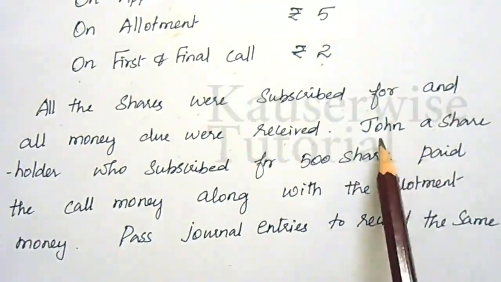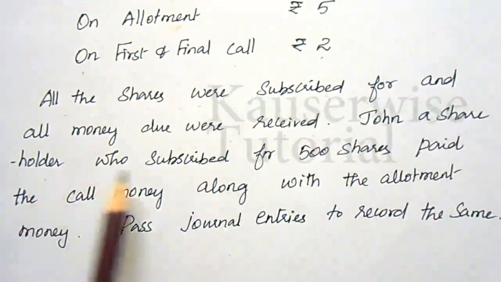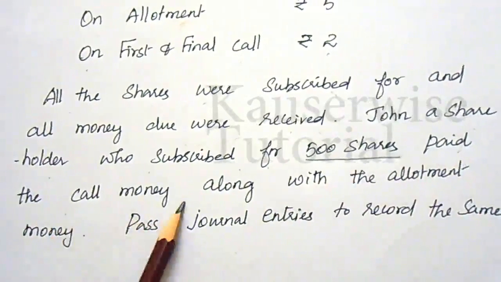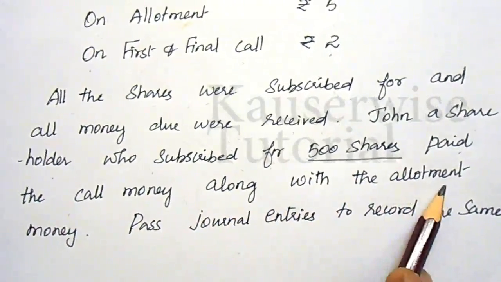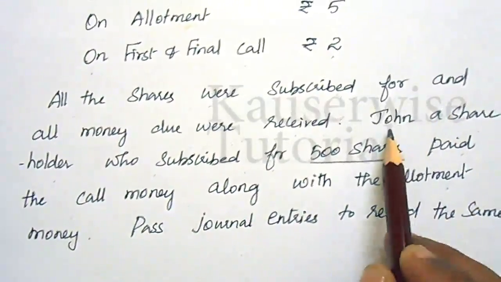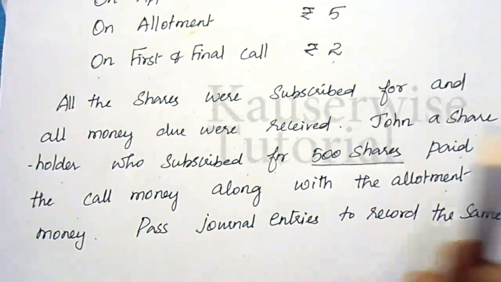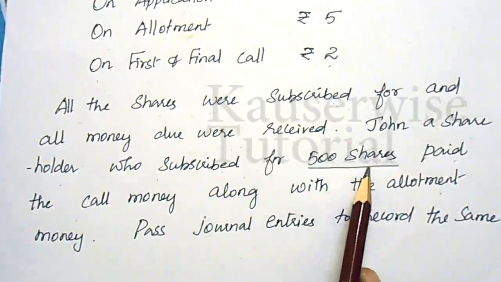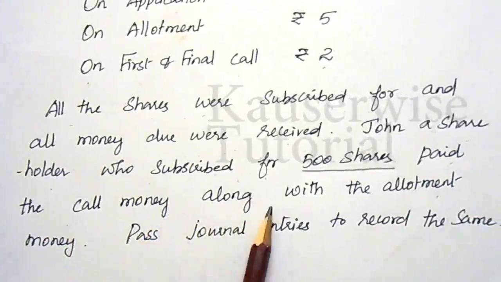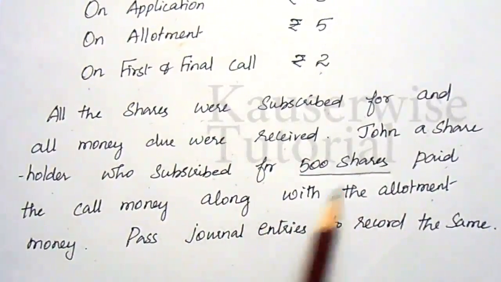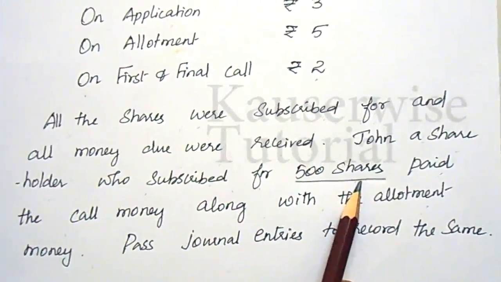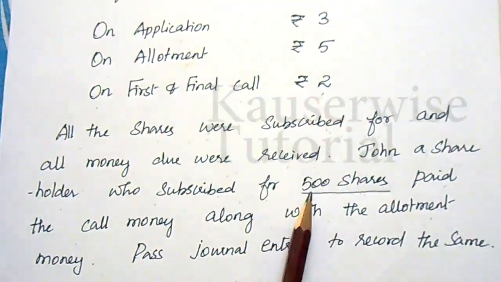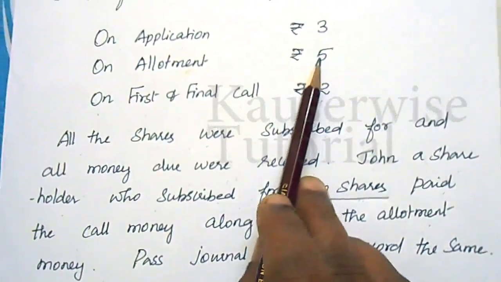Okay, so here John, a shareholder who subscribed for 500 shares, paid the call money along with the allotment. Again I repeat, John, one of the shareholders, a shareholder who subscribed for 500 shares, paid the call money along with the allotment money. So this is called calls in advance. He has paid call money for how many shares? 500 shares along with the allotment money.